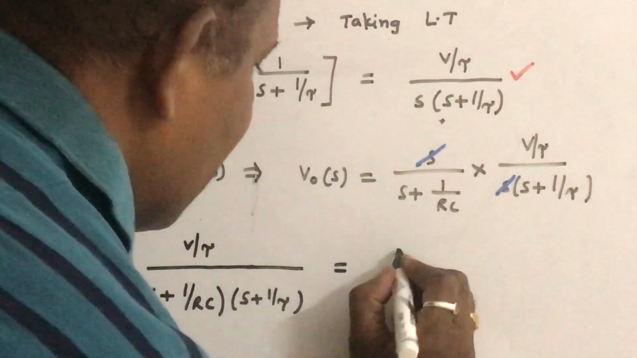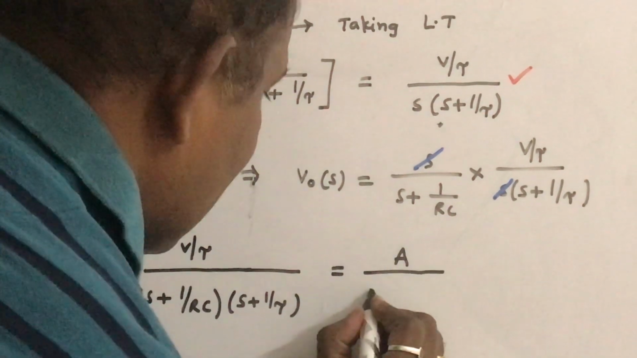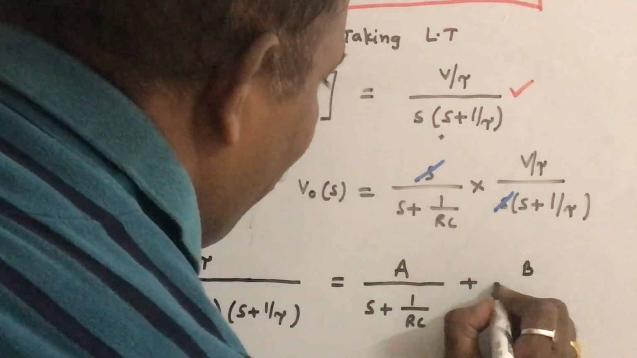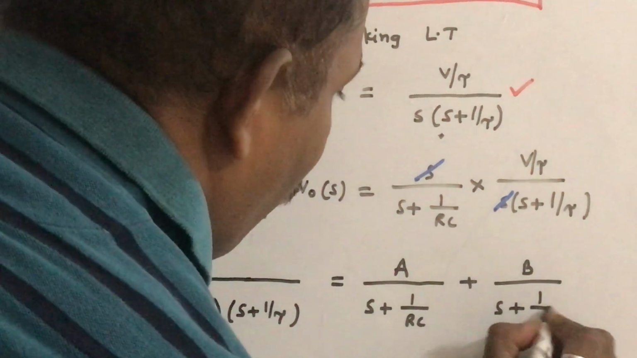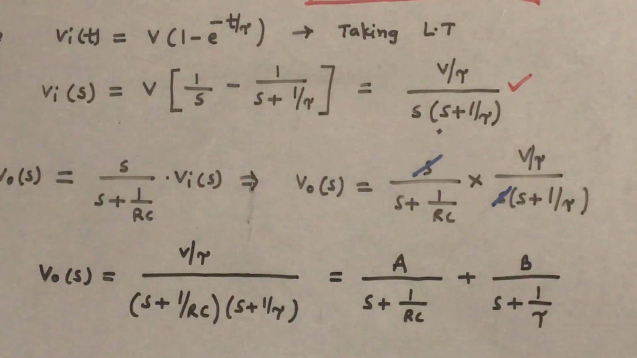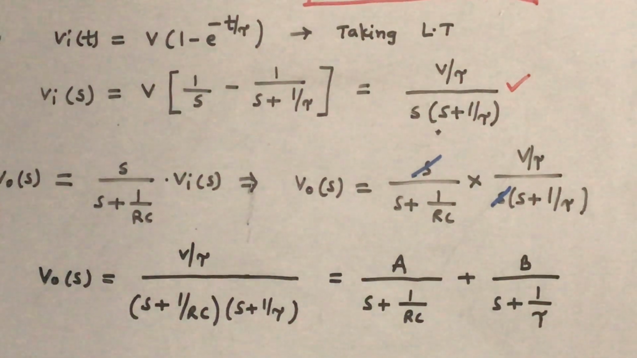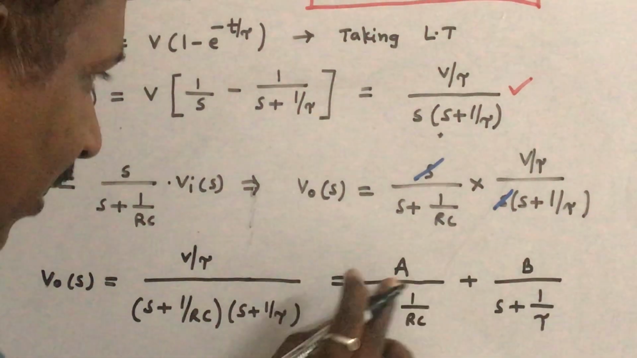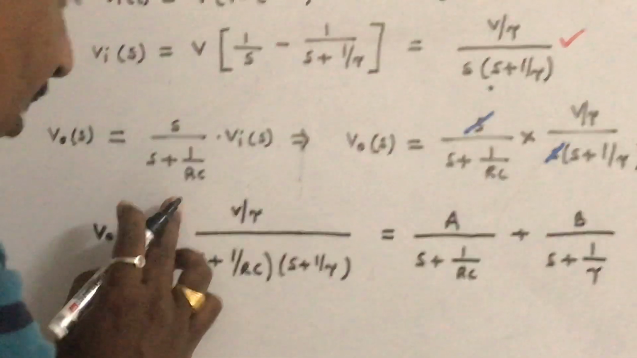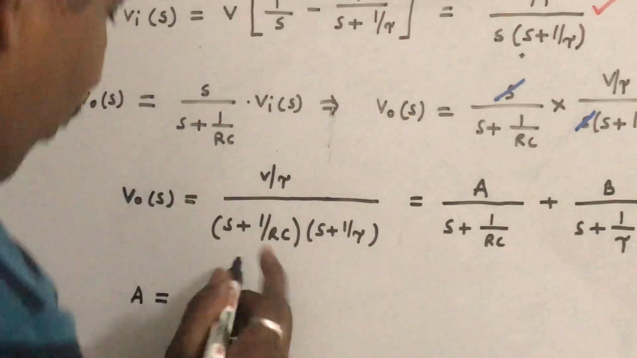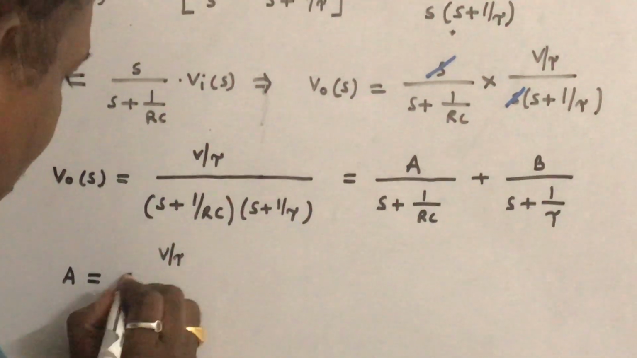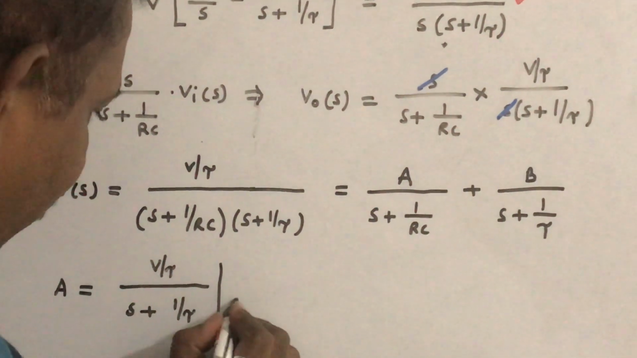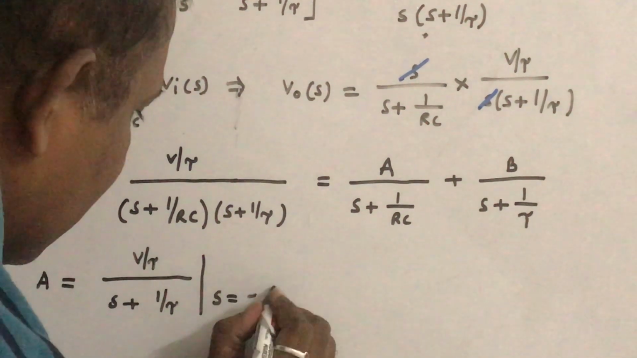Now take the partial fractions: a by S plus 1 by RC plus b by S plus 1 by tau. Let us find out a and b by using the partial fraction method. While calculating a, multiply this equation by S plus 1 by RC. So we will get V by tau by S plus 1 by tau. Substitute in this equation S equal to minus 1 by RC.